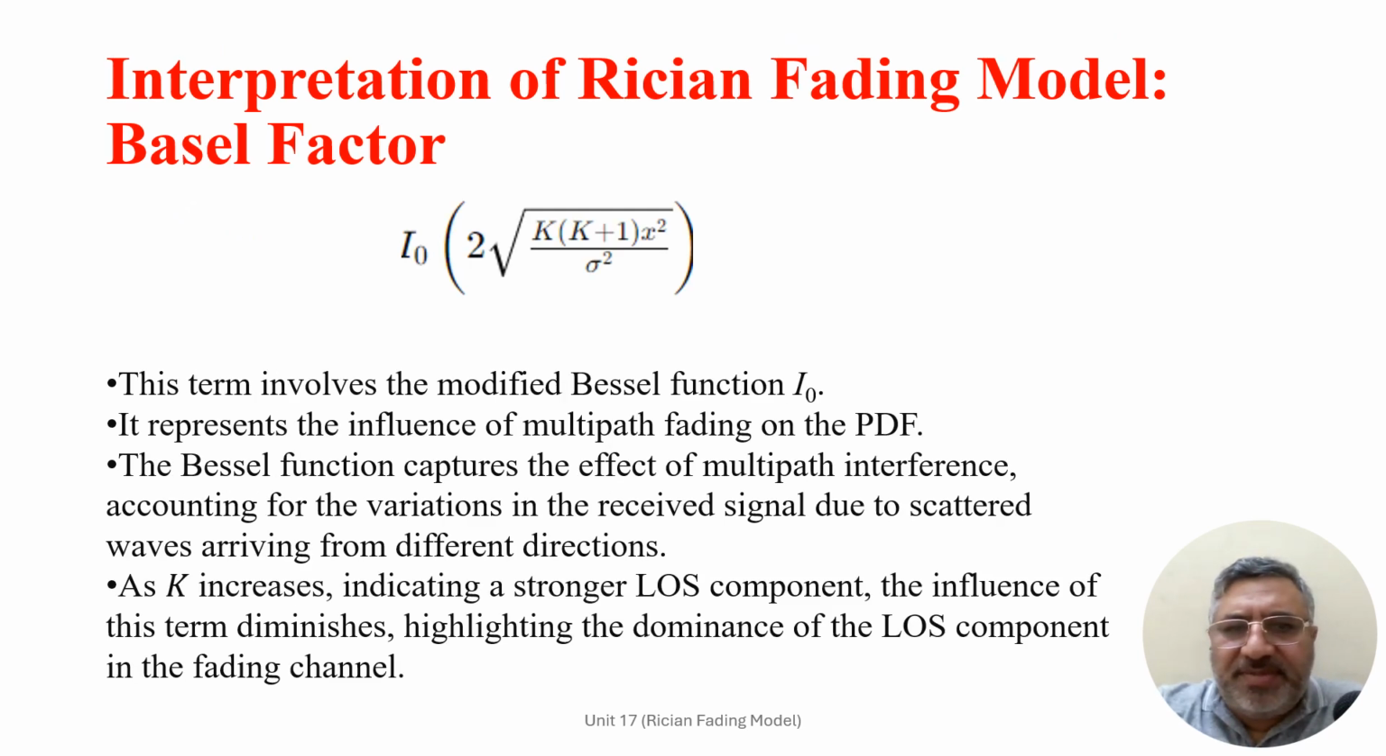The last term includes the modified Bessel function, and it illustrates the impact of multipath fading on the probability density function. The Bessel function accounts for the fluctuation in the received signal caused by the arrival of scattered waves from various directions, thereby capturing the impact of multipath interference. This Bessel function also depends on K. As the value of K increases, suggesting a higher line of sight component, the impact of this term decreases, emphasizing the dominance of the line of sight component in the fading channel.